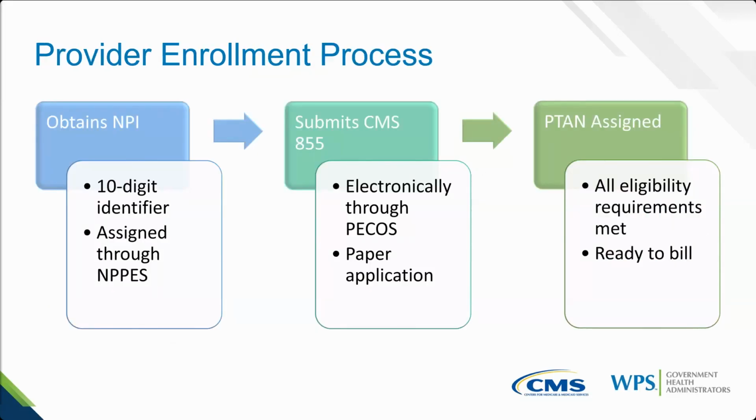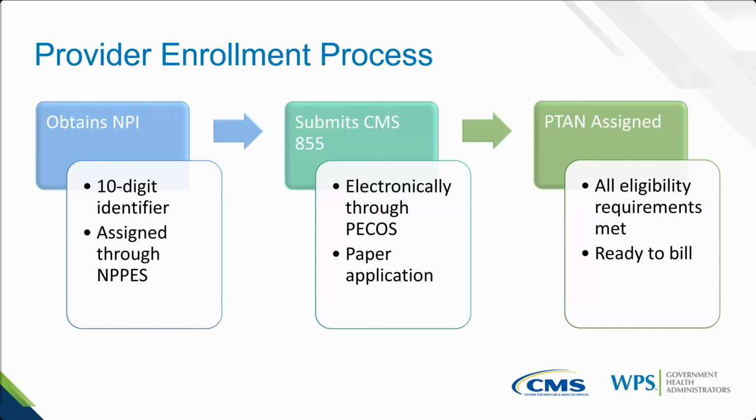So I'm going to start with the basic process. An OT and a PT are going to follow, again, a very similar process to that of physicians and other non-physician professionals or practitioners. They're going to need to obtain a National Provider Identifier, NPI, and that is that 10-digit identifier that's used to bill claims. That is going to be assigned through the National Plan and Provider Enumeration System, or NPPES, and you will have to create a user ID and password to get that.